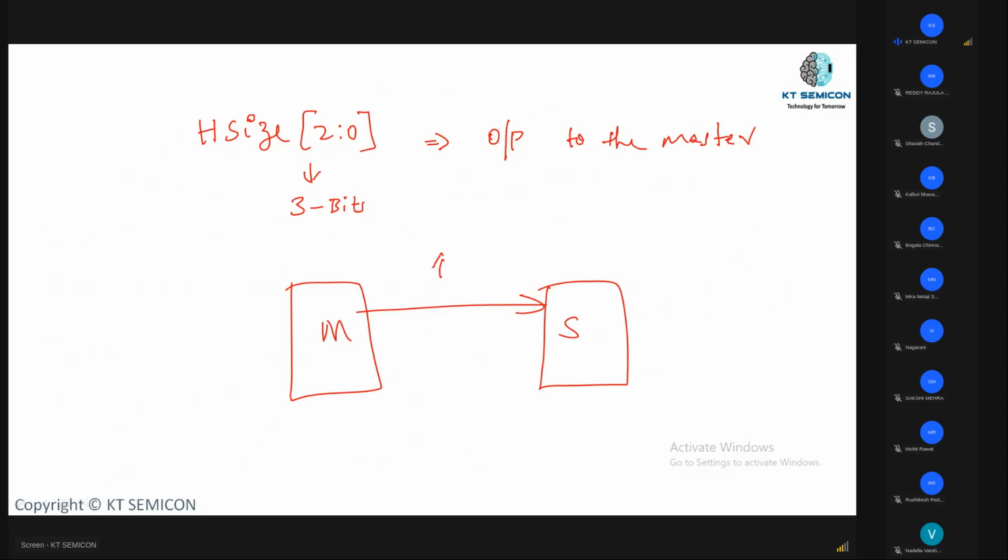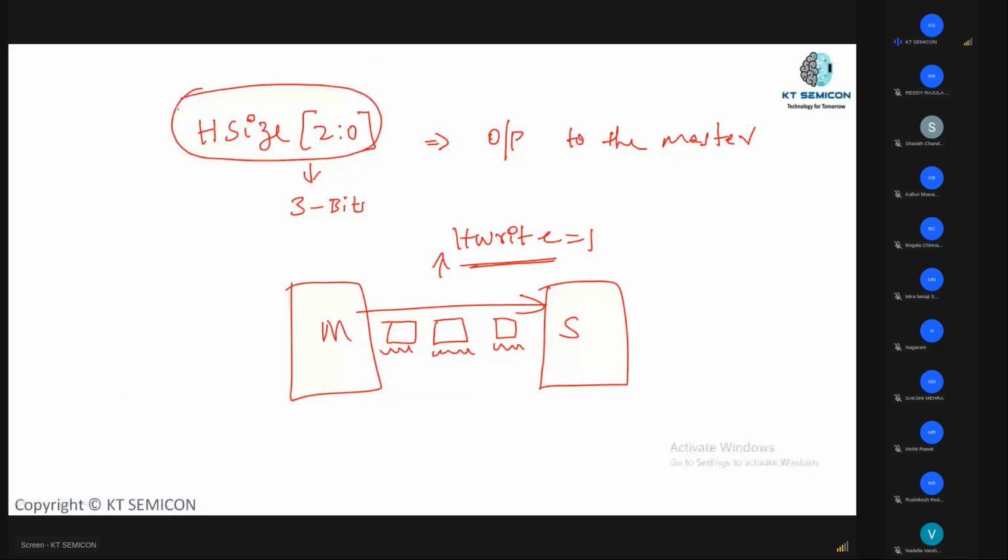Let's say the master is performing a write operation, that is, HWRITE is equal to 1. In the write operation, the master will send the transaction packets, some data packets. Now, how will the slave come to know the width of this particular packet? What is the width of this data packet? How is the slave going to know? It is going to decide the width of this particular packet with the help of this HSIZE signal.